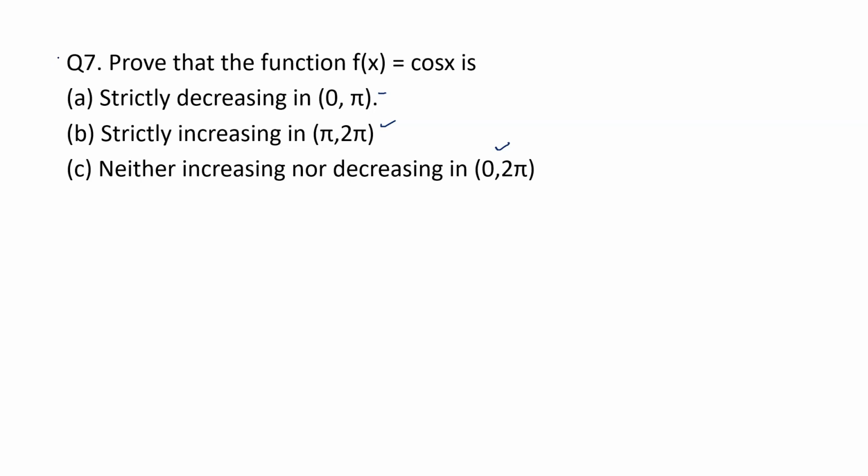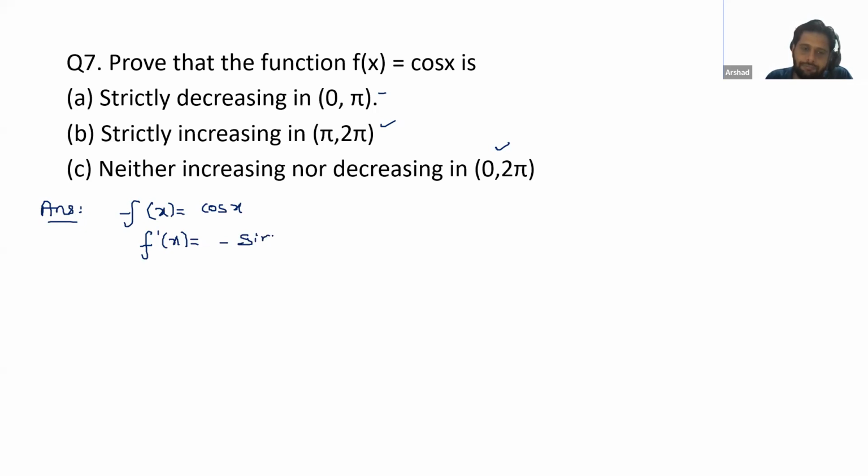Sorry, Abdul, your voice is not so audible. We just need to prove this. Okay, I will solve this. So here we have f(x) equal to cos x. Differentiated, we will get minus sin x. Okay, so f'(x) equals minus sin x.